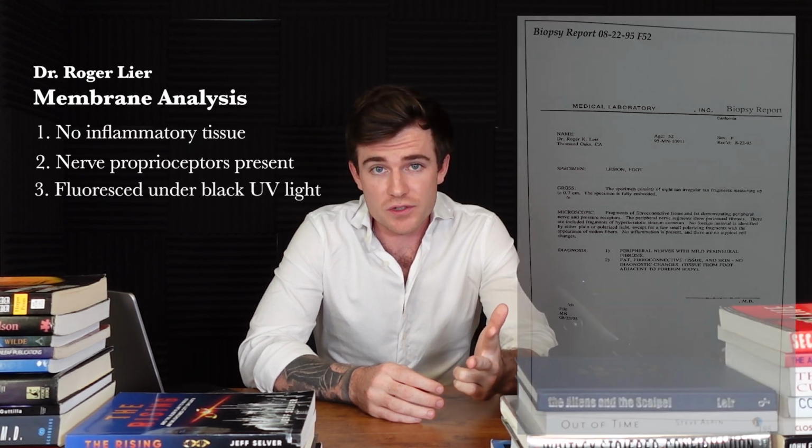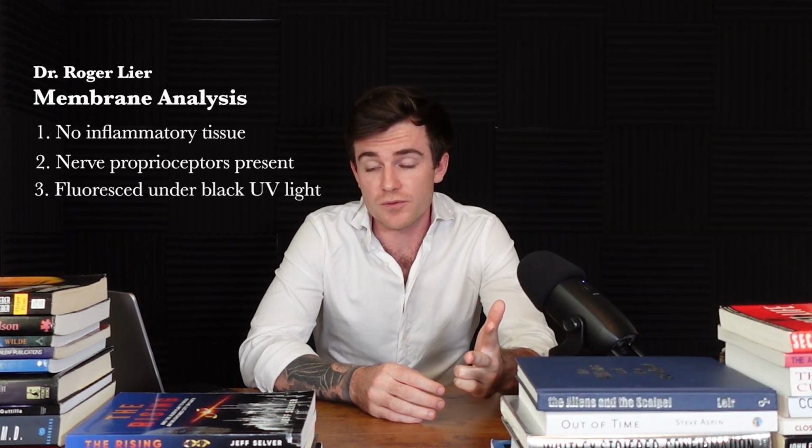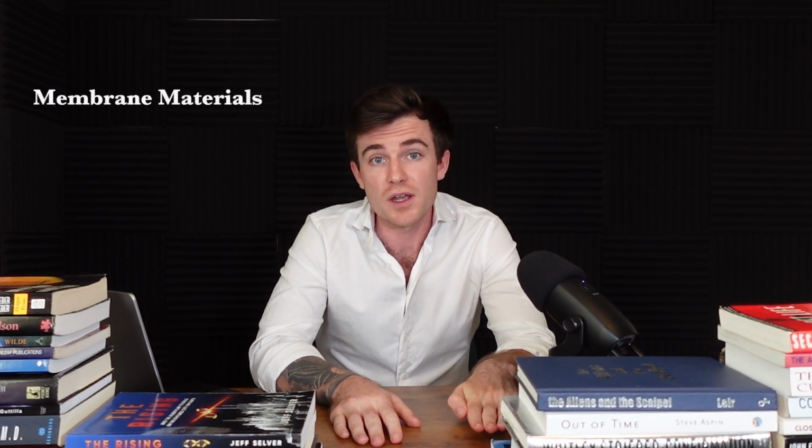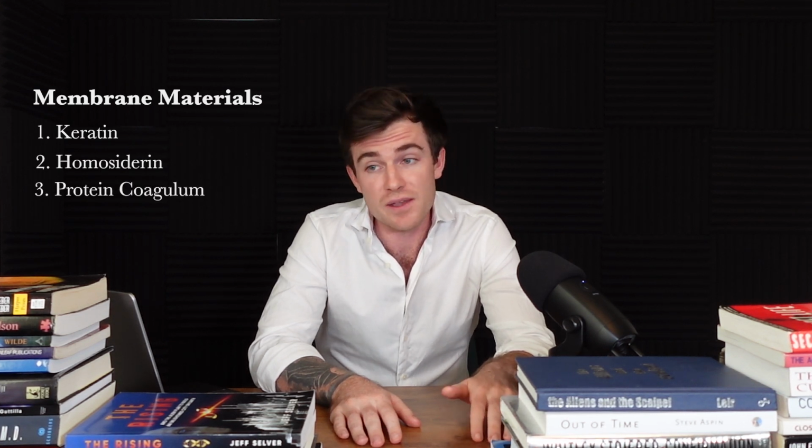And third, and most interesting, all 3 of the objects fluoresced in a brilliant green light when subjected to black ultraviolet light. In addition, both membranes were found to be composed of the same materials despite originating from 2 separate people who hadn't known each other prior to the surgeries. Those materials were keratin, hemosiderin, and protein coagulum. The lab pathologist was unaware that the objects came from two different people and, quote, had never seen anything like them before.